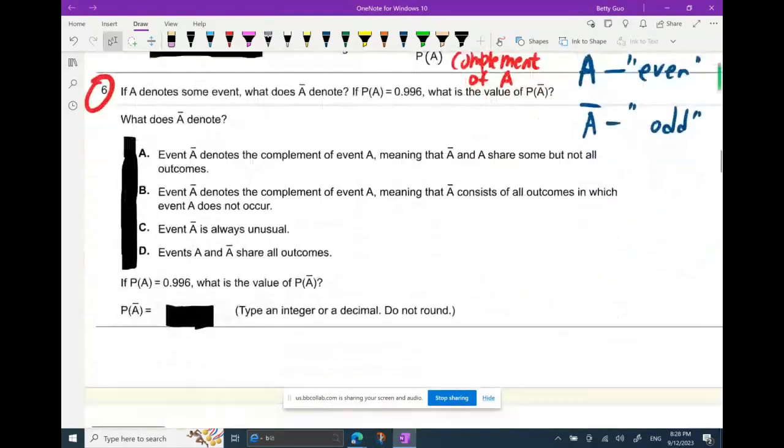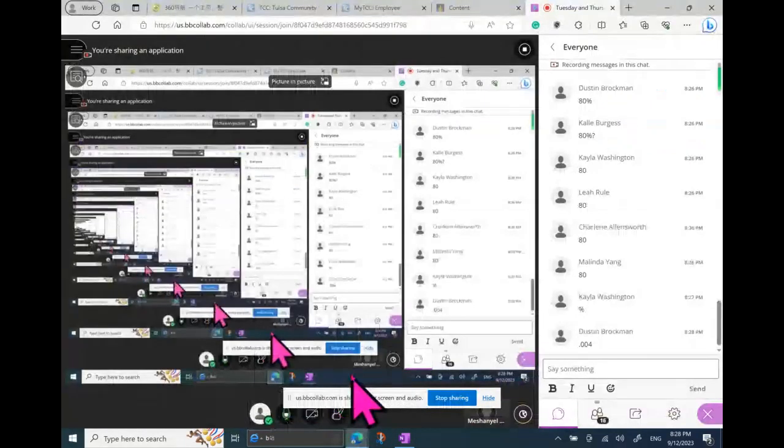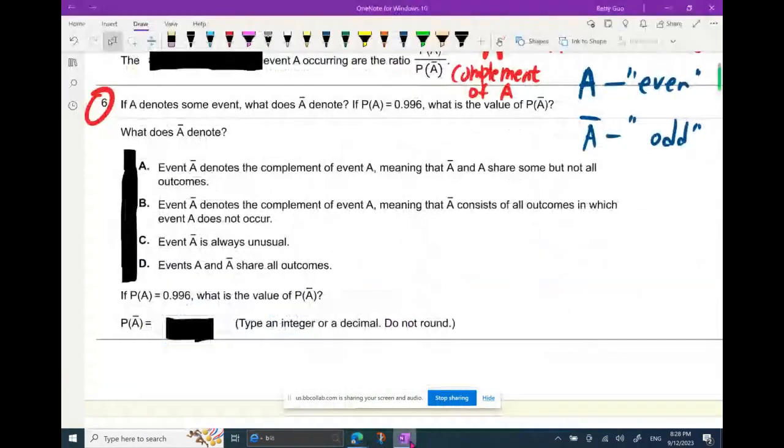Let's look at number 6. If A denotes some event, what does A bar denote? If P of A is 0.996, what's the value of P of A bar? Firstly, what does A bar denote? A, B, C, D. Awesome. Very good. How do you get that 0.004? You use 1 minus it, right? Exactly. Or you subtract 0.996 from 1. That's pretty straightforward.